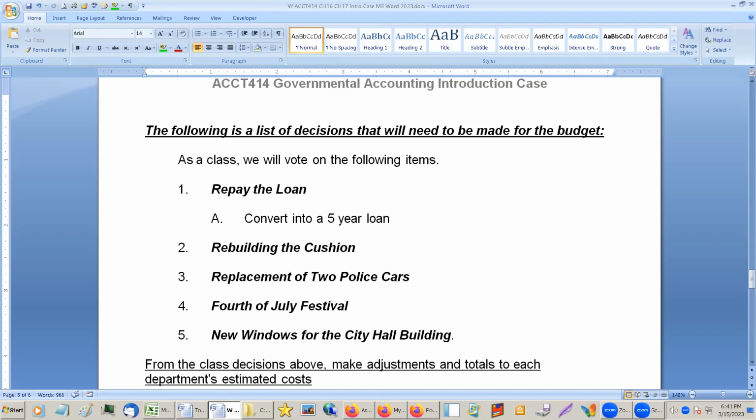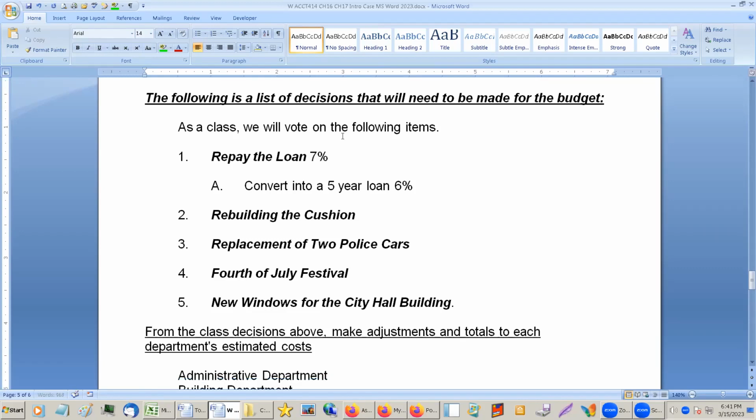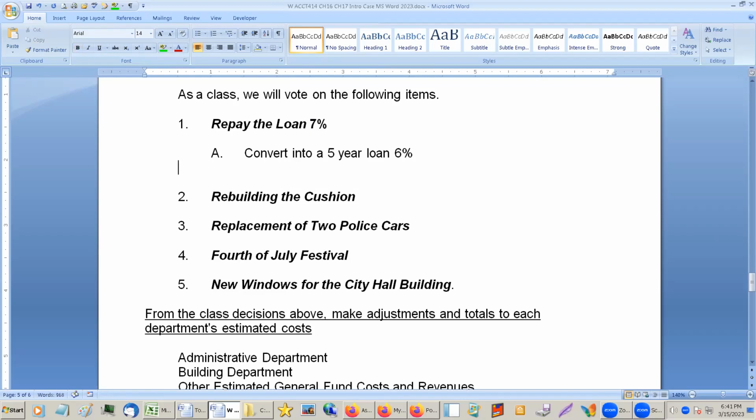And I think it's at 6%, if I recall correctly. The loan is currently at 7%, so we get a little bit of a break on the interest rate. Okay. Now, we don't have to convert it into a 5-year loan, though. We could actually leave it at 7% and pay off $50,000, $100,000, $150,000, whatever it is. Now, the interest rate is going to be at 7%.